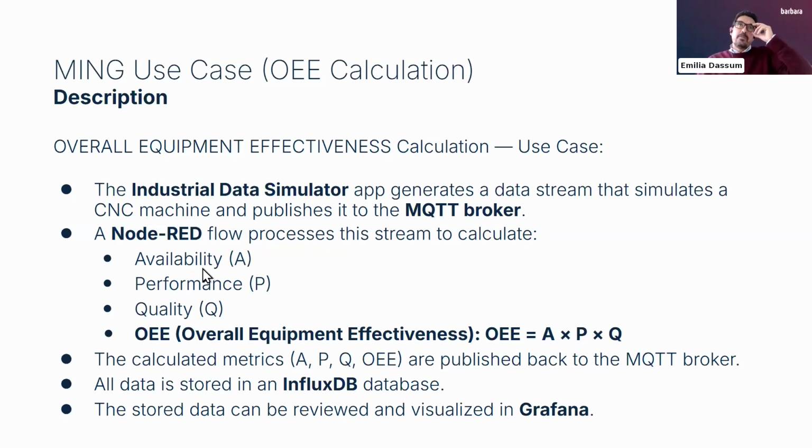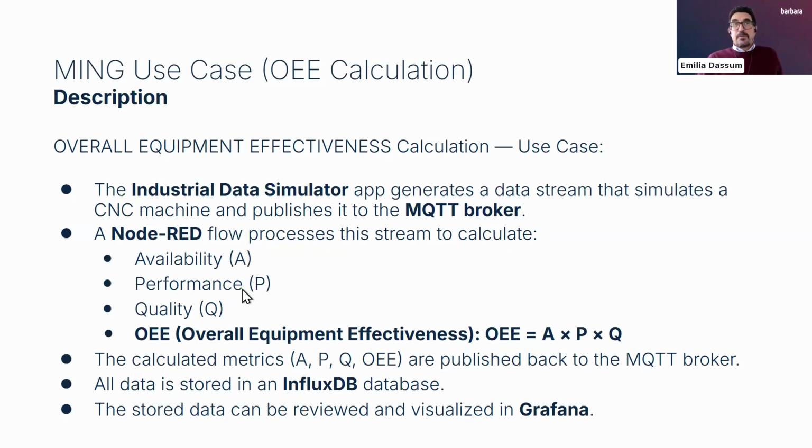Normally availability is how much time the machine is working and how much time the machine is not working. The performance is how quickly it is working, how many products per minute I am manufacturing. And lastly, the quality is how well I am making this product. So we can calculate these parameters, and when we have these three parameters, we can calculate the OEE as the multiplication of the three together.